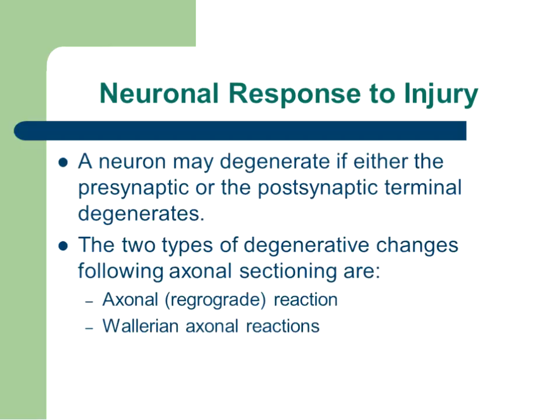So very quickly, you have neuronal response to brain injuries. Look on page 161. Now, remember we said that a neuron can be injured for various reasons. It could be because of a tumor, some type of bacteria, a virus, or a blood supply problem. But what happens is the neuron may degenerate. And if it degenerates, it is either going to degenerate in the presynaptic area or at the postsynaptic terminal. So we have 2 types of degenerative changes that occur if there's a problem with the axon, and it could be axonal retrograde reactions or Wallerian axonal reactions.